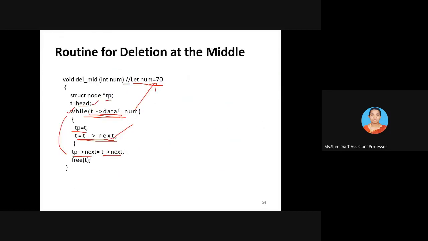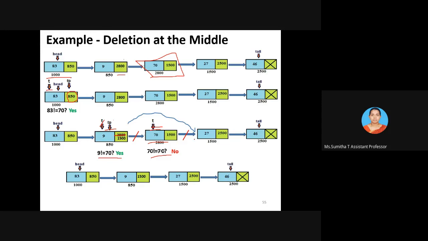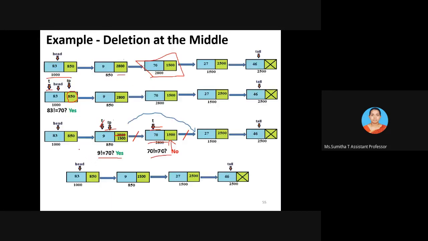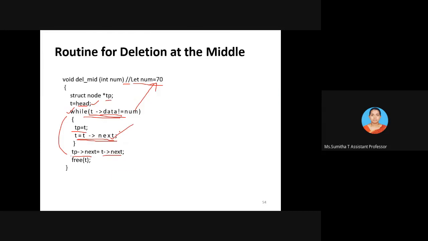So I'm assigning the t of next. What is the t of next? This is the address of the next node, which is assigned to the tp of next. What is tp of next? This is the tp of next. So this address, that means the 1500, which is the address of the next node, is assigned to the previous one. Okay, now it's clear. Now the process is over.